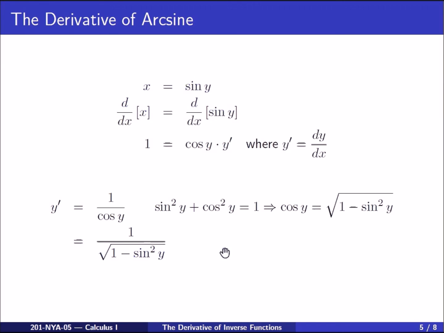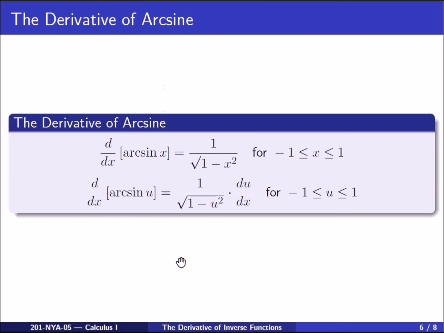So we get that the derivative is 1 over the square root of 1 minus sine squared of y. And the beauty here in using this expression instead of this one is that sine squared of y is sine of y squared, and sine of y is actually x. So we can replace this by x squared. And there we have a formula. The derivative of arcsine of x is 1 over the square root of 1 minus x squared, where x is between minus 1 and 1. And below is the chain rule version of that differentiation rule.